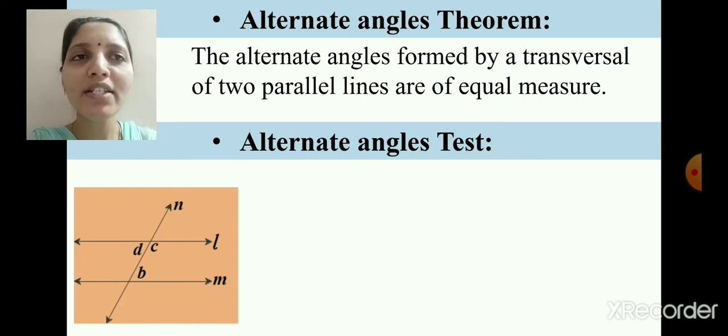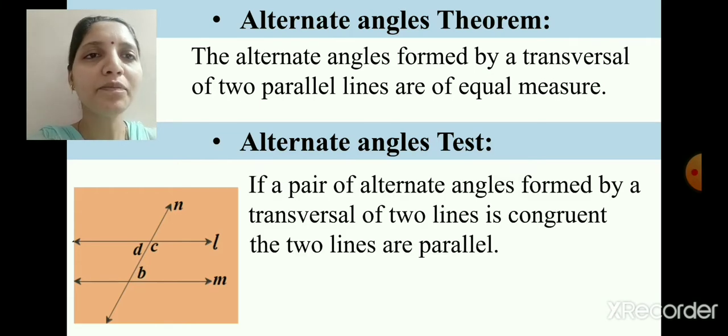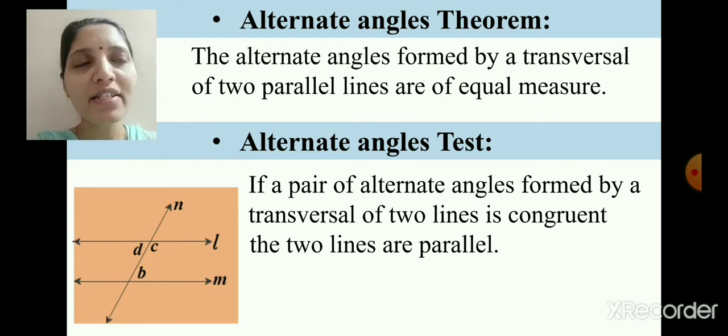Now let's see the alternate angles test, which states that if a pair of alternate angles formed by a transversal of two lines is congruent, the two lines are parallel. So it is the opposite of the alternate angles theorem. So it is also called the converse of alternate angles theorem. So we have to show here angle B is congruent to angle D.